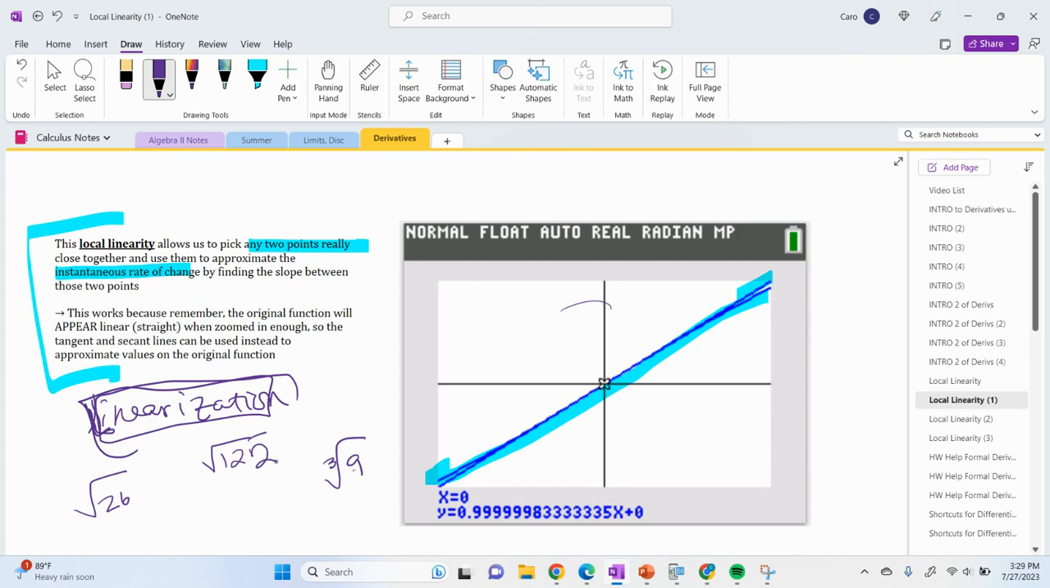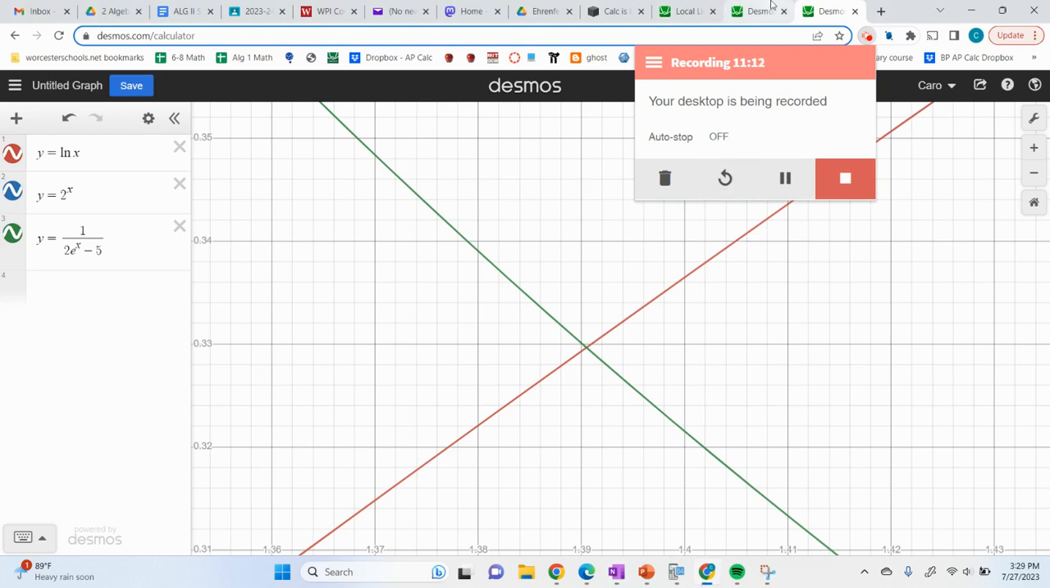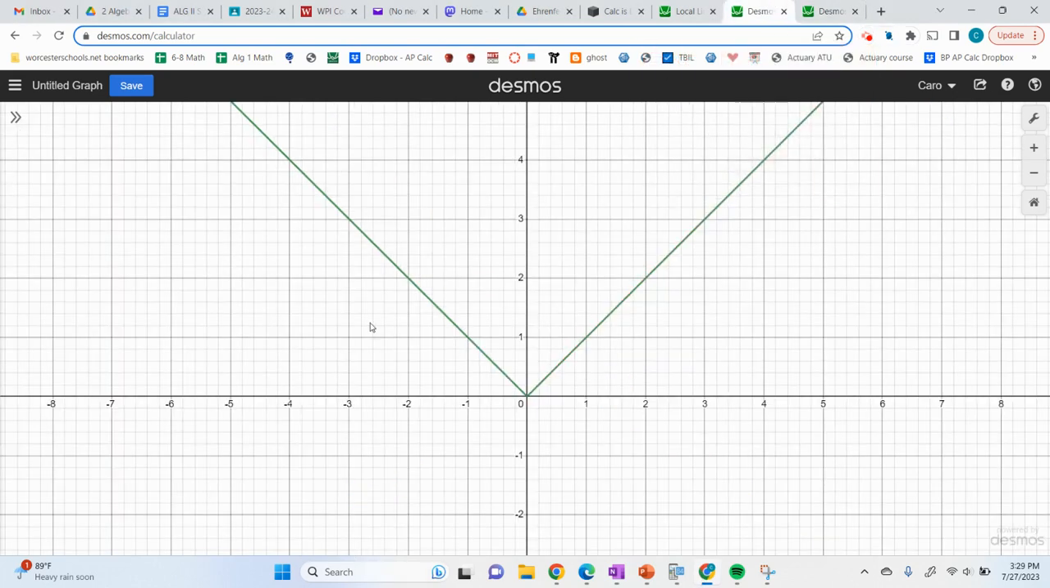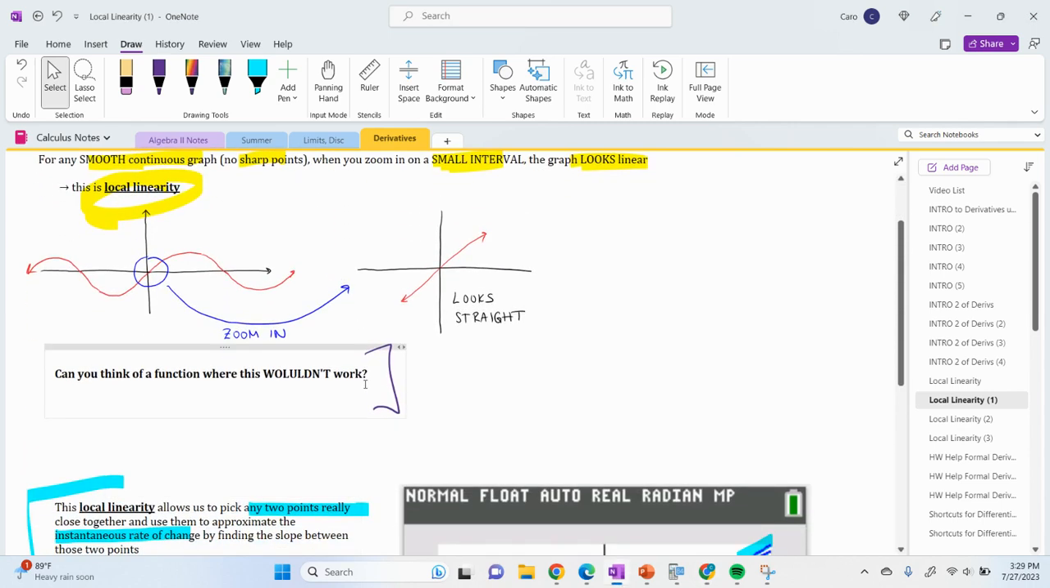So anyway, local linearity: when you zoom in enough, a function will appear straight. So our tangent line and secant line will approximate values of the function. This is key here. I just want to emphasize when this would not work. I'm going to show you two things here. Can you make a note of these two? And that is this right here. Remember I said we'd go back here.